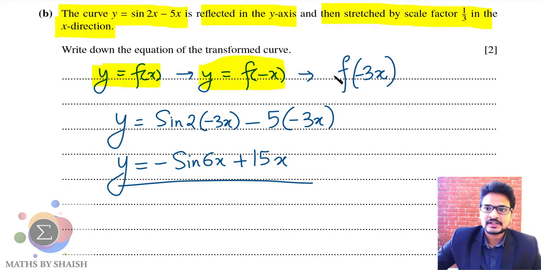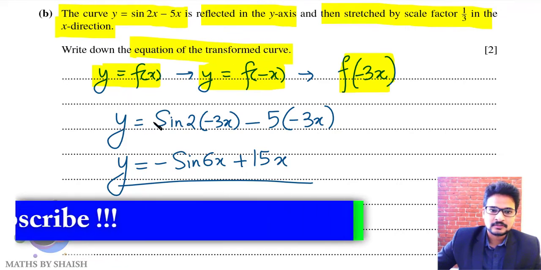And then if it is stretched in the x direction with the scale factor 1 by 3, so if it is f of ax, then it is stretched in the x direction with the scale factor 1 by a. So since it is 1 by 3, so it is only minus 3. This minus came from here and it is simply multiplied by 3, so that the scale factor will become 1 upon 3. So we are going to simply write this as an input in place of x to get the transformed equation of the curve.